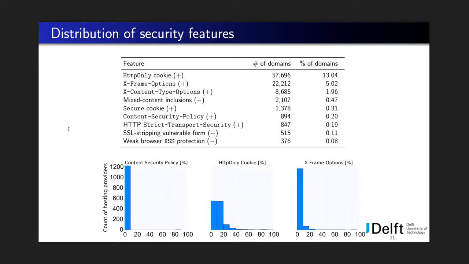So what you see is that for CSP, the Content Security Policy, only 20% of all providers' domains have this configuration. Similar is the case for X-Frame-Options and HTTP-only cookie. This number is very low, given that all these configurations are advertised over and over that they should be adopted for security.